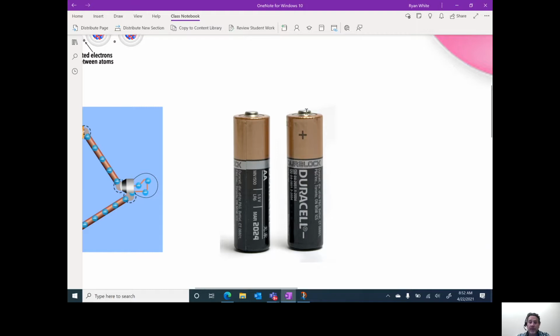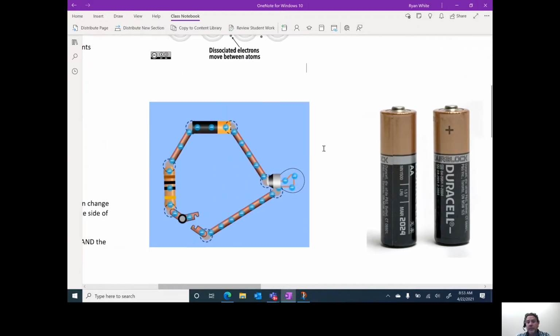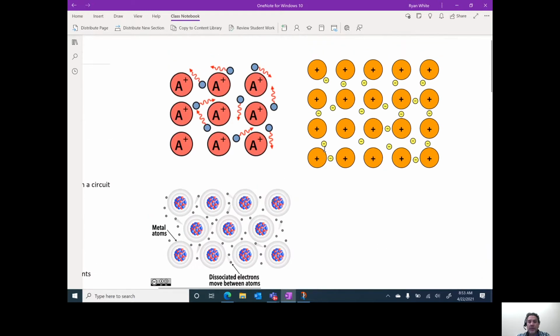But if you were to connect the battery with a wire, from the positive side down to the negative side, that would give the negative charges a way to get to the positive charges, right?